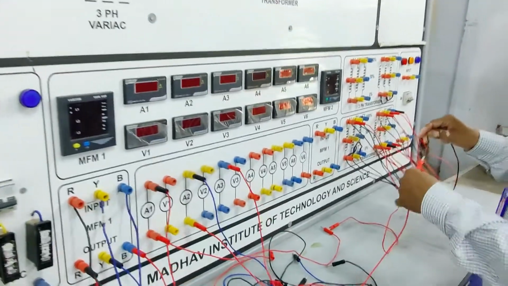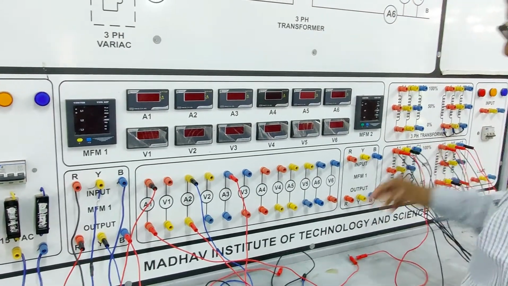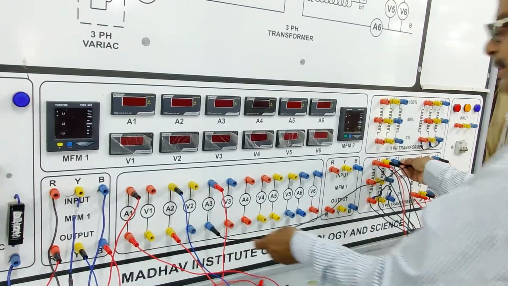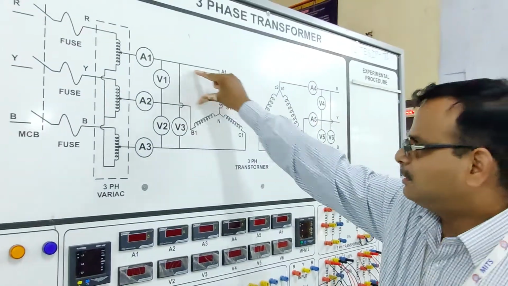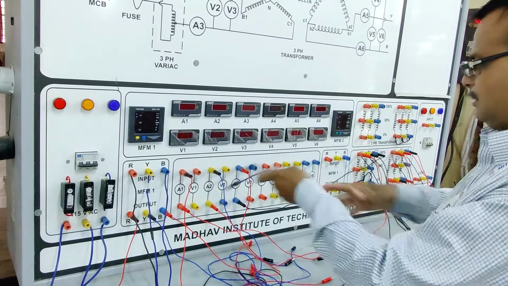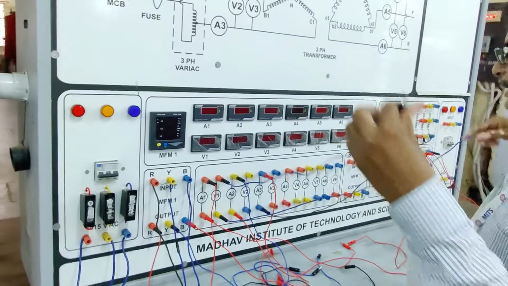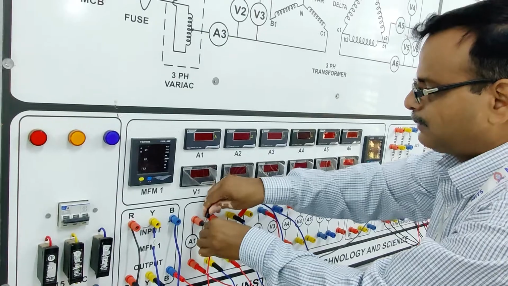A2 is connected to the B1 terminal and A3 is connected to the C1 terminal. Second thing, 3 voltmeters could be connected here across 2 lines, but we use only a single voltmeter because the supply is balanced. So we connect the voltmeter V1 across 2 lines, A1 and A2. So this primary side is completed.